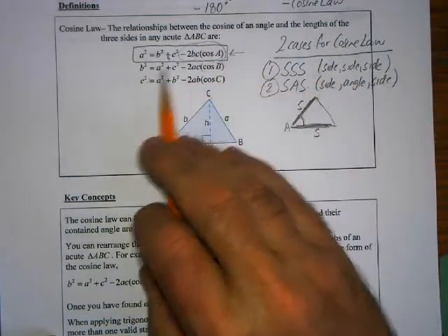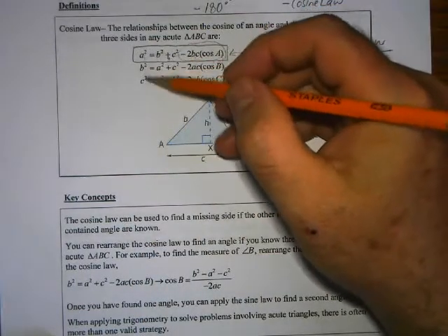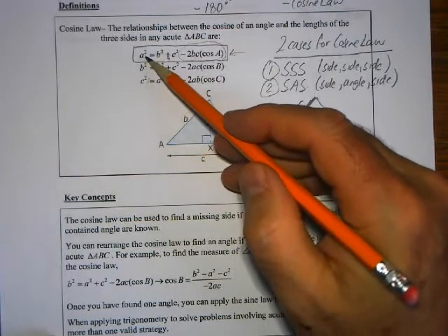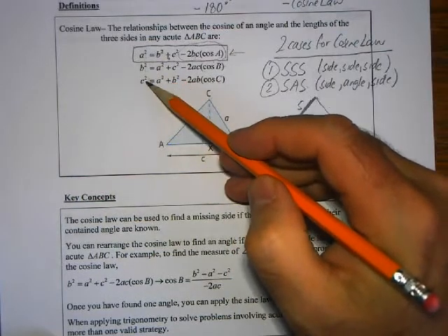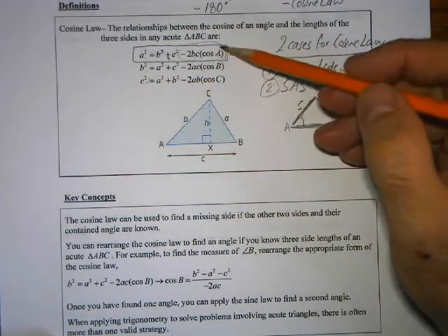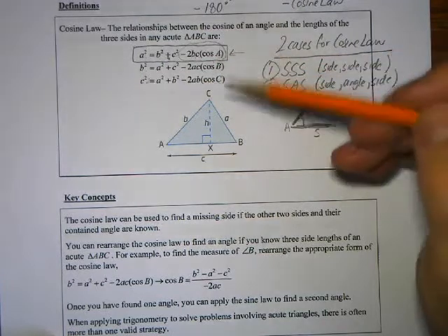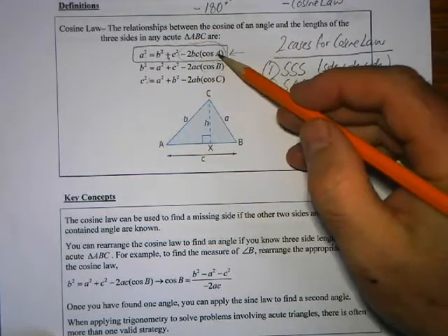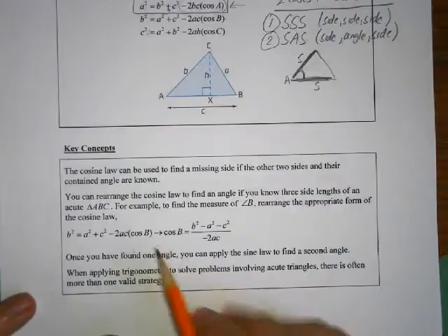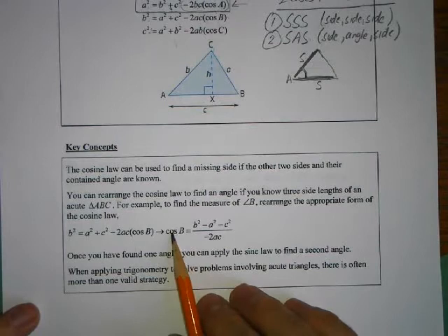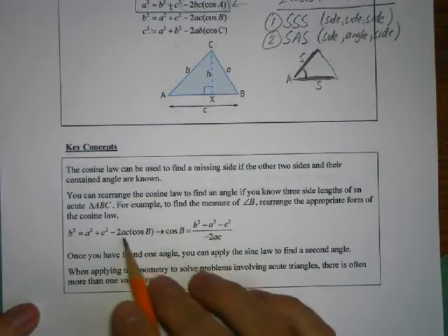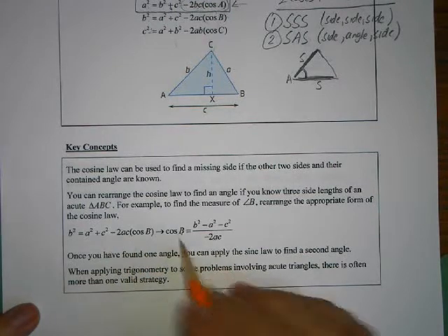Now, if you want to find side A, you're going to use this version. If you want to find side B, it's that version. Side C, it's that version. If you want to find an angle, well, the formula's not really great for that because the A is really embedded into this right side. So there is a formula where you just basically rearrange the equation and you come up with this.